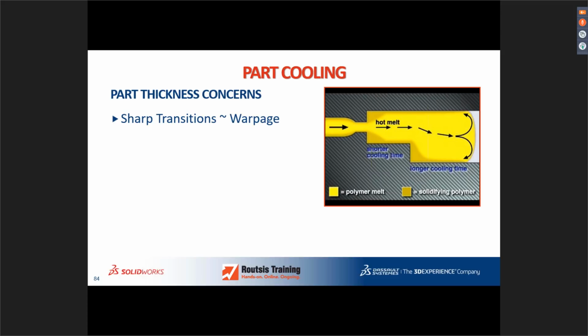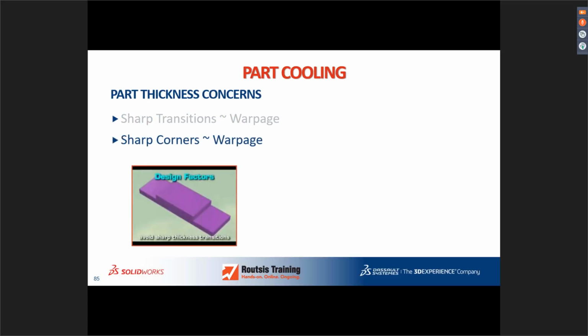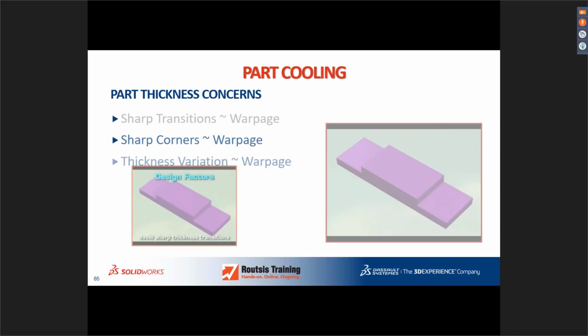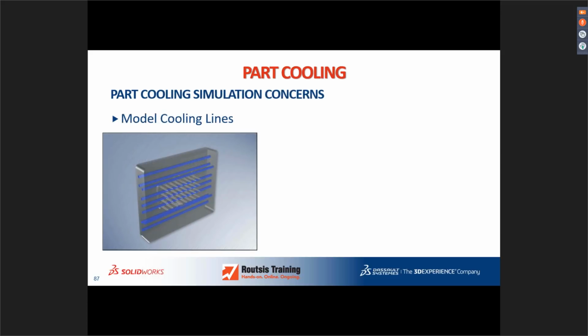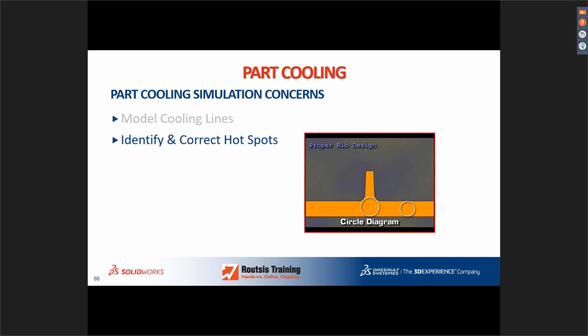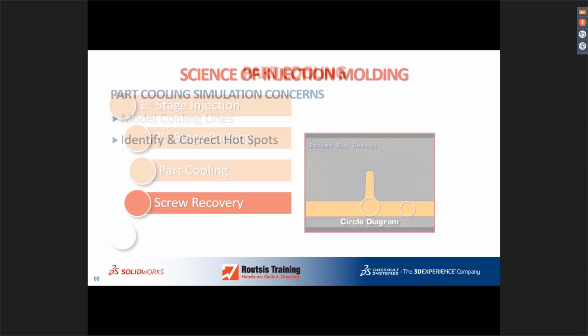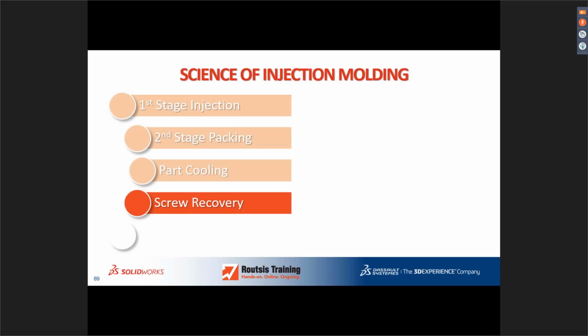So again, we always need to watch out for transitions, because if you have a sharp transition, you're going to warp your part. Sharp corners will also warp a part. A thickness variation will warp a part. And so it's a good idea to model cooling lines. Also address any hot spots.